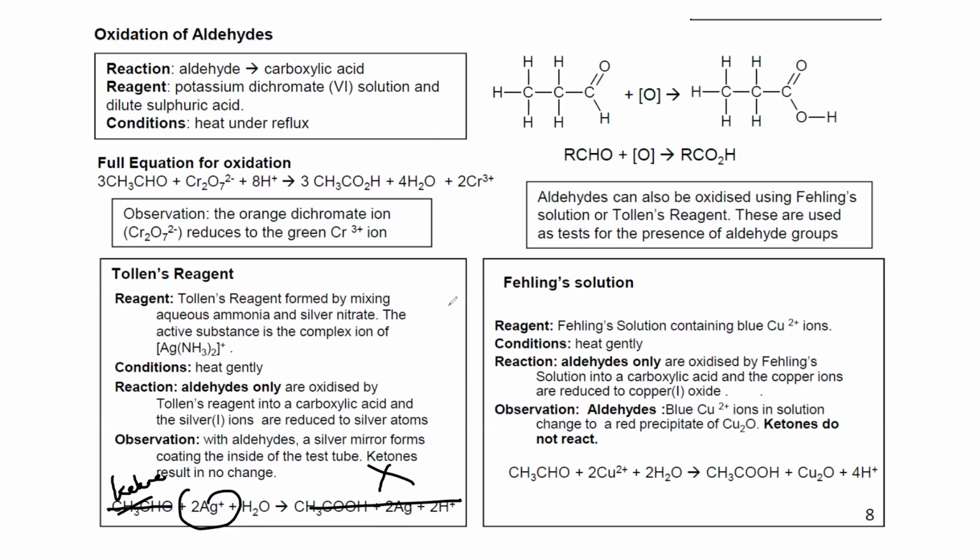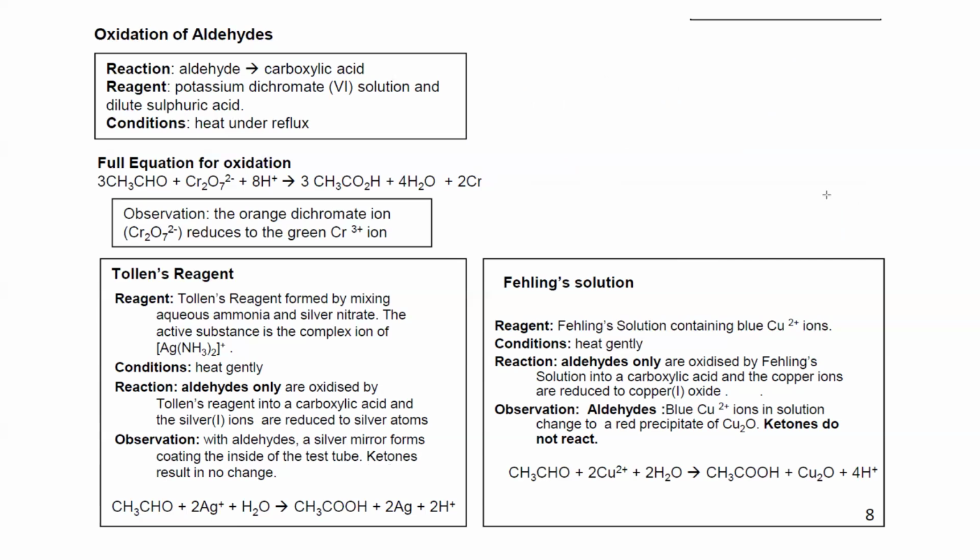There's also a third way. So for students taking EdExcel, you don't have to. Why can a ketone not be oxidized? Because for an oxidation to occur, oxidation is addition of oxygen or removal of hydrogen.